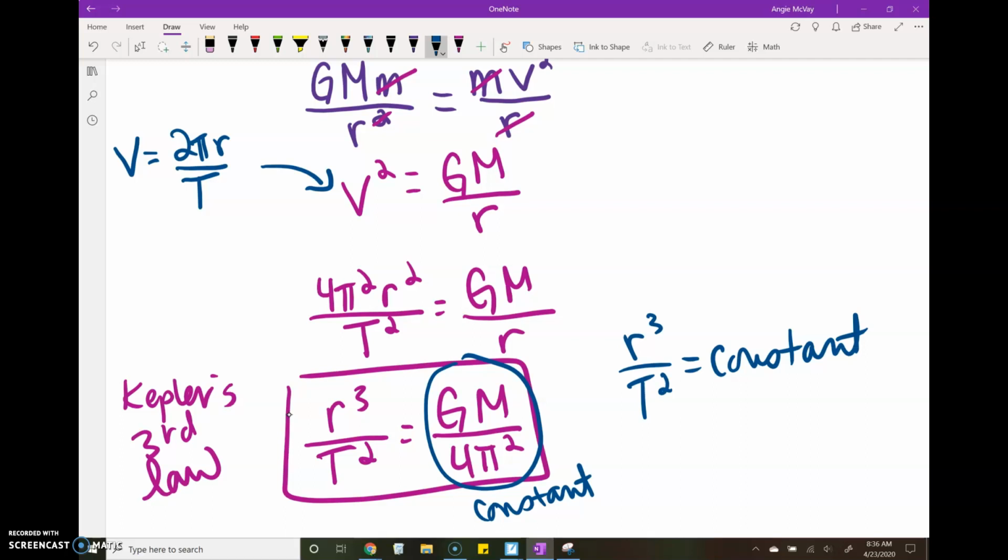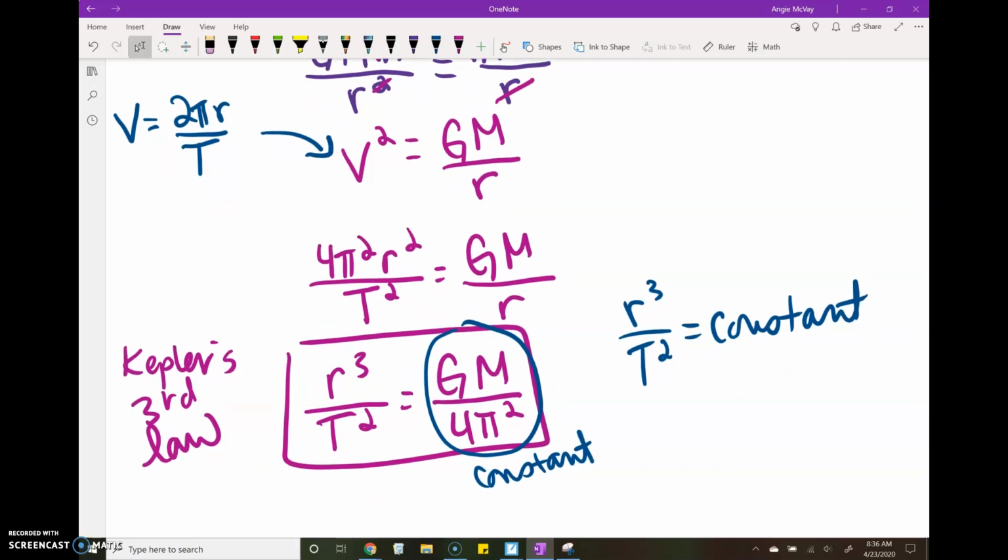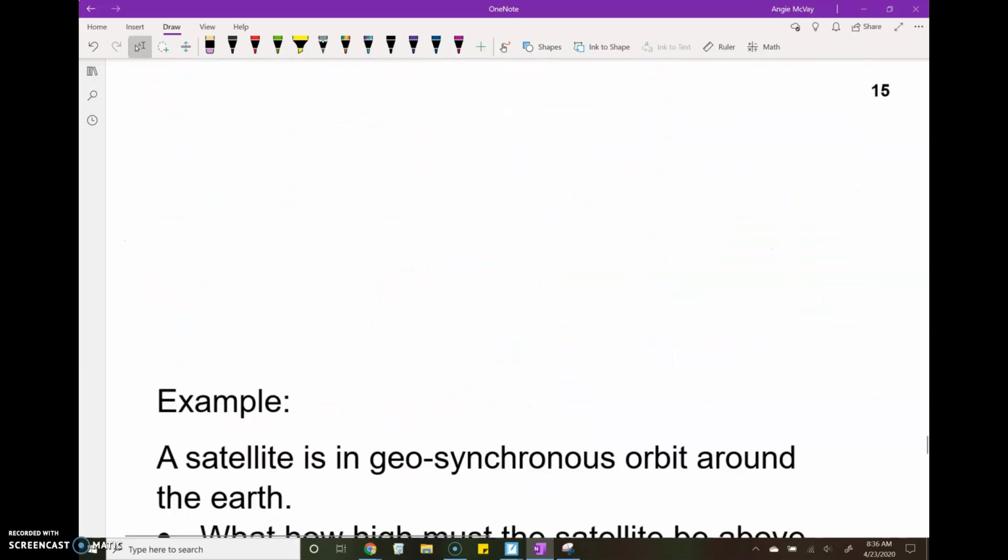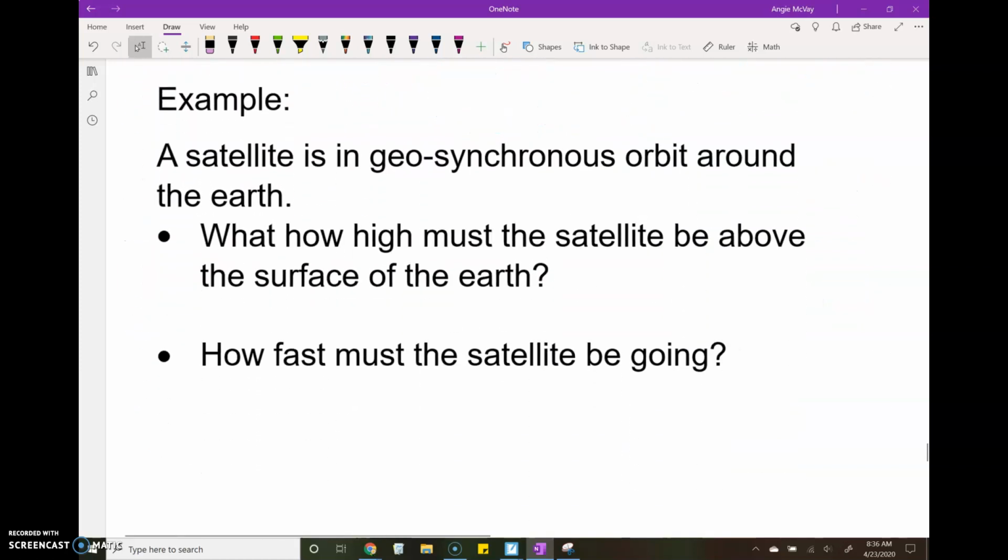Okay, so for a planetary body moving in a circular orbit, the ratio of its distance cubed to its period squared is always constant. Okay, and I'm going to give you some problems to practice using this to solve for the radius or the period of orbit for a planetary body. Okay, let's take a look at an example. And I would actually like you to pause this video and try this example on your own.